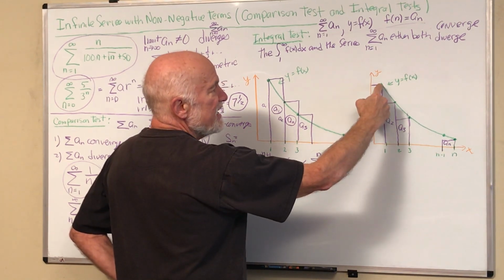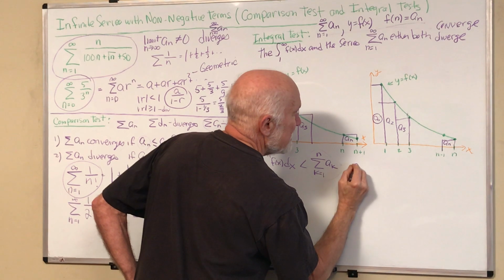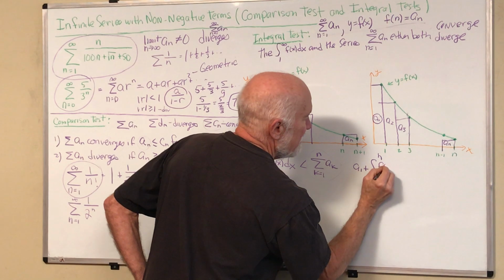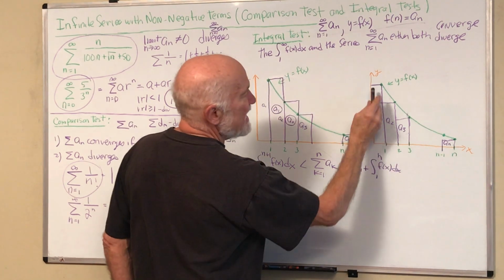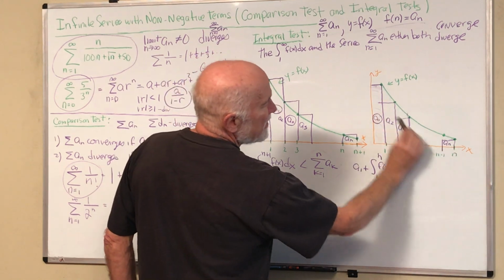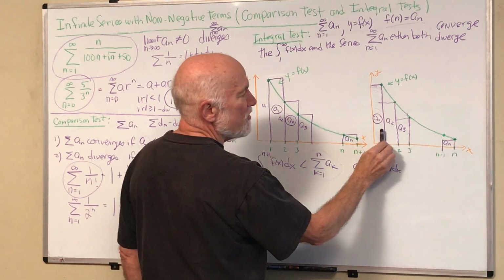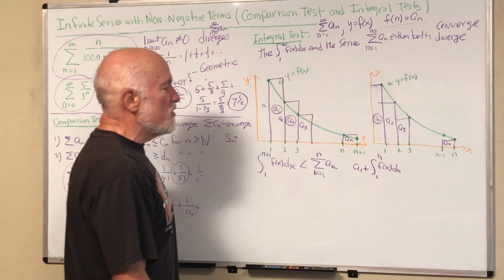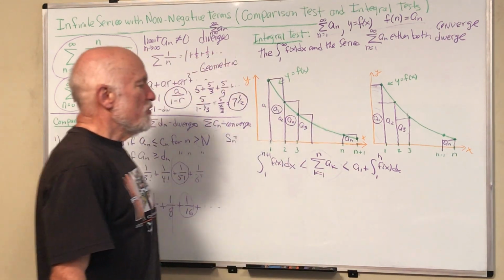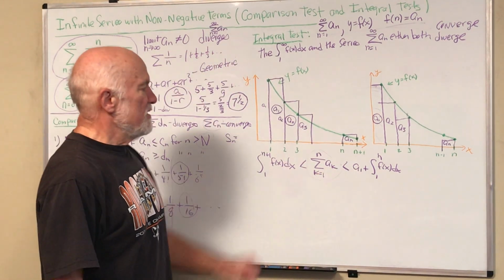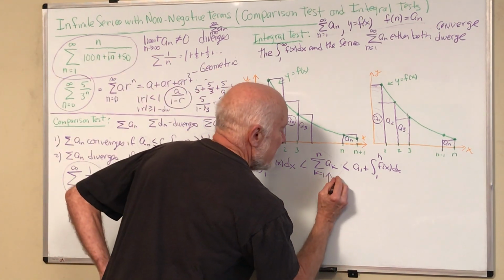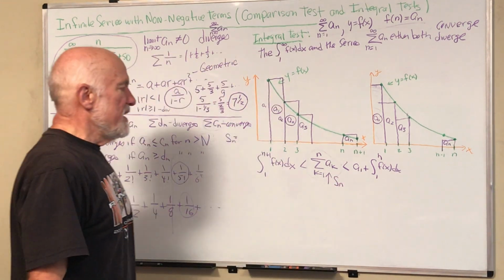Of course, I'm only going from here. So if I take a1 and add the integral from 1 to n of f of x dx, a1 plus the area underneath this curve from here to here, I can see that that's going to be greater than this summation here. So what do we have? This right here is the nth partial sum.